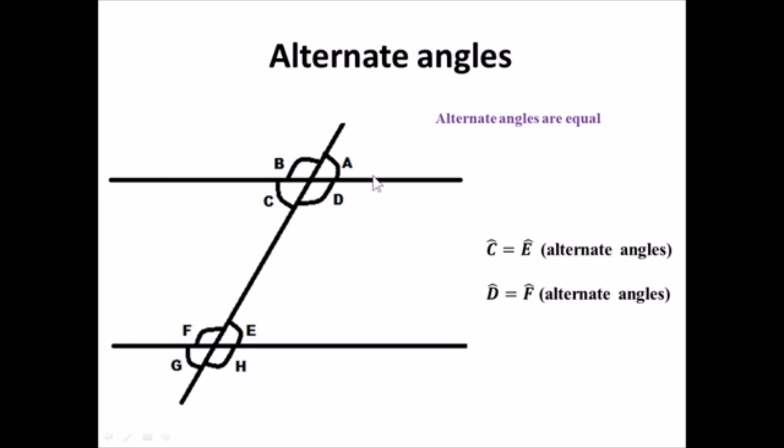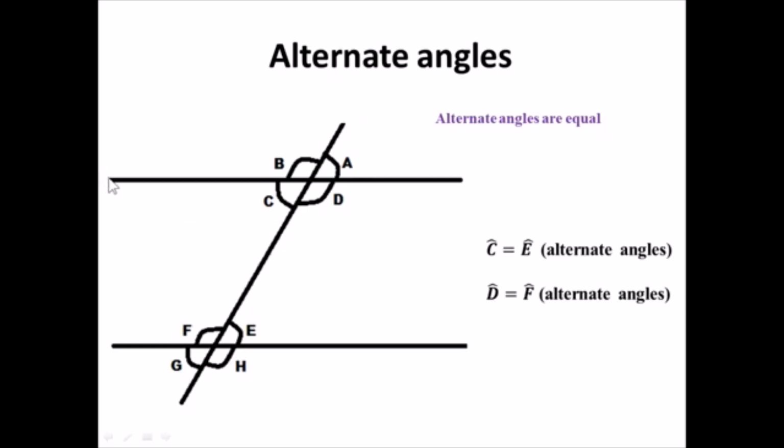How do we get alternate angles when a line of transversal cuts across two parallel lines like this? You agree that this is a line of transversal and this line and the other line are parallel. We have different angles here, which we label A, B, C, D, E, F, G, H. Which angles are alternate angles? I want you to know that alternate angles are equal.